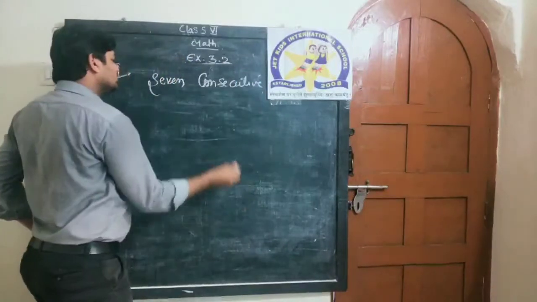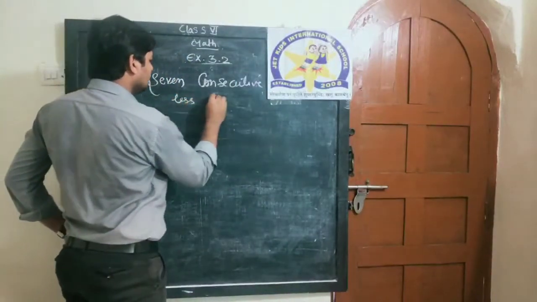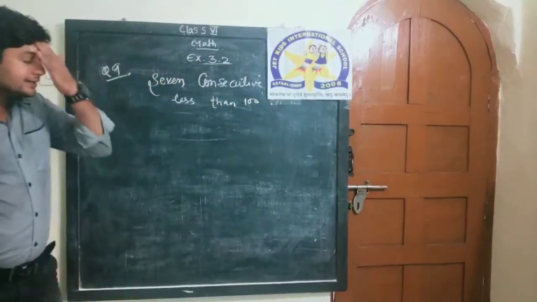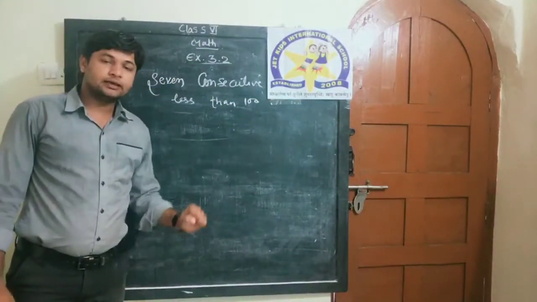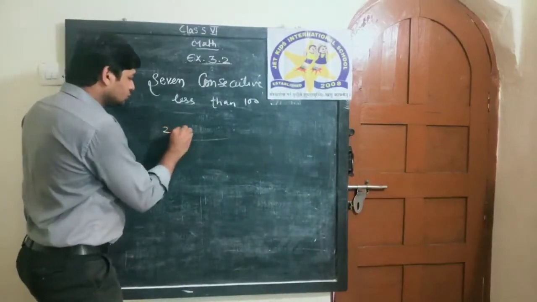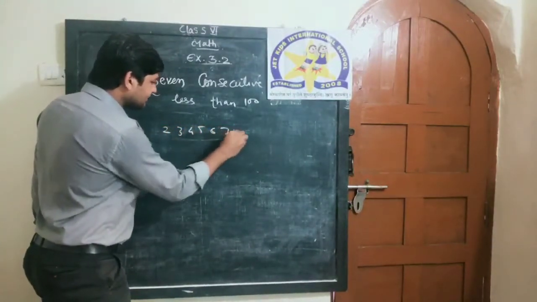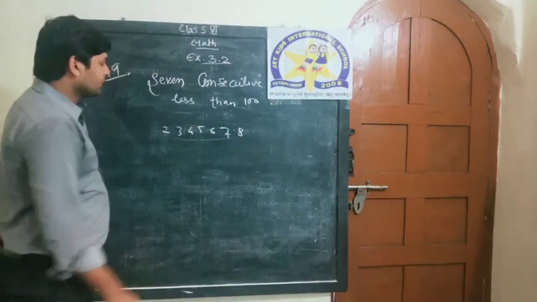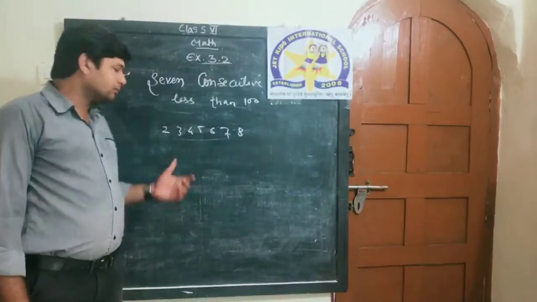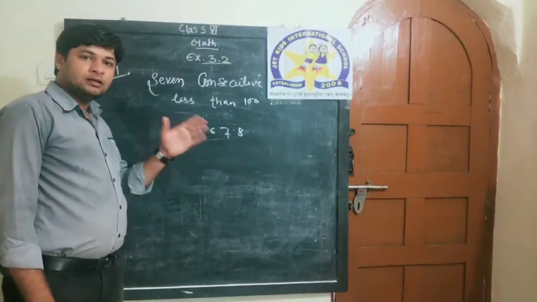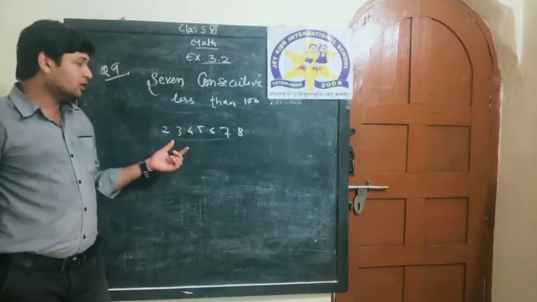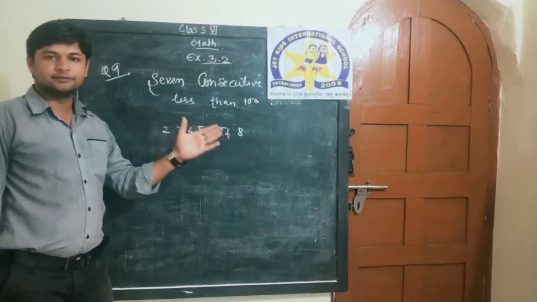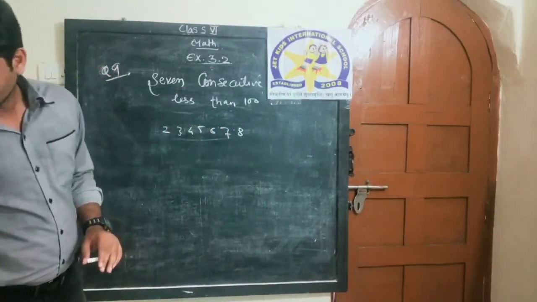What is meant by consecutive? First of all, consecutive means continuous, without any gap. For example, 2, 3, 4, 5, 6, 7, 8. How many numbers are there? 7 numbers. So these 7 are consecutive numbers. Consecutive means without any gap. Directly 2, 3, 4, 5, one after one.